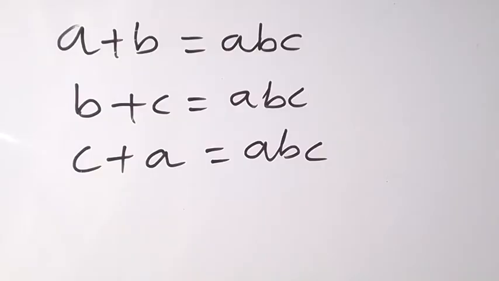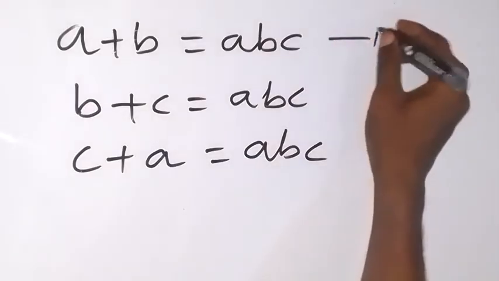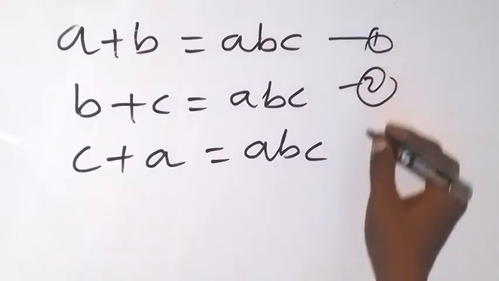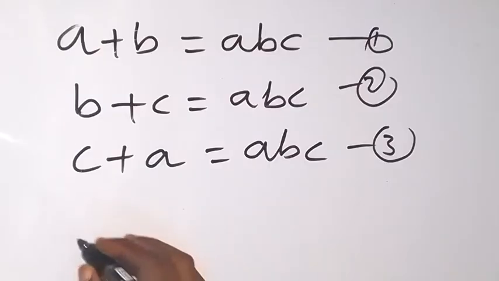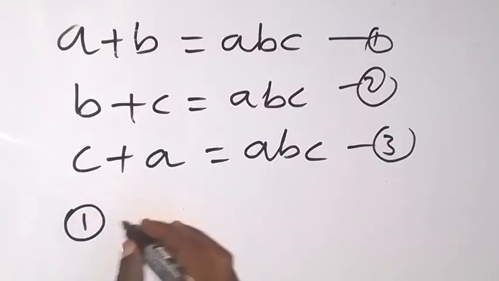Here we want to find the value of A, B, and C in this system of equations. Let's label this as equation 1, this as equation 2, and this as equation 3. So now let's subtract equation 2 from 1. So we'll say 1 minus 2.